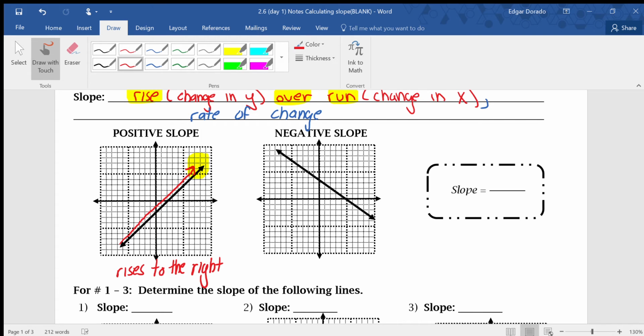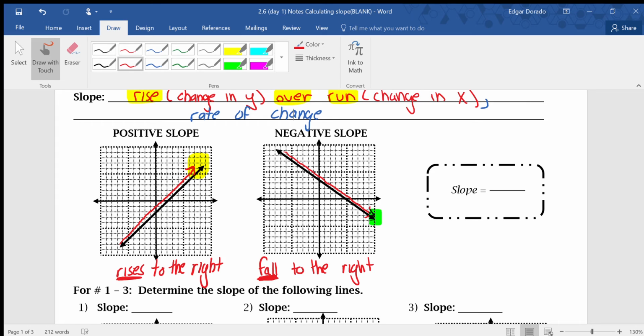If we're rising to the right, that means that we have a positive slope. Now, as I travel from left to right on this other graph, what do you notice my pen is doing? It's going down. It just keeps going because remember we have our arrows there, so it's going to keep going down forever. So we would say that on a negative slope we fall to the right. Again, positive slope we rise to the right, negative slope we fall to the right.